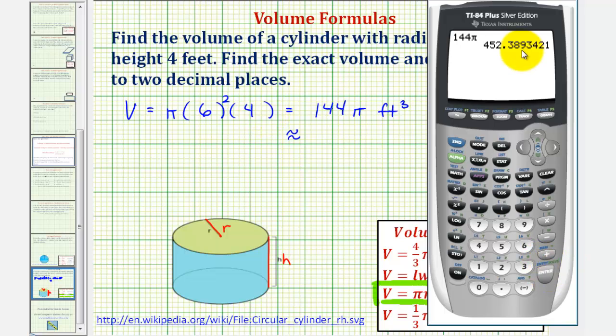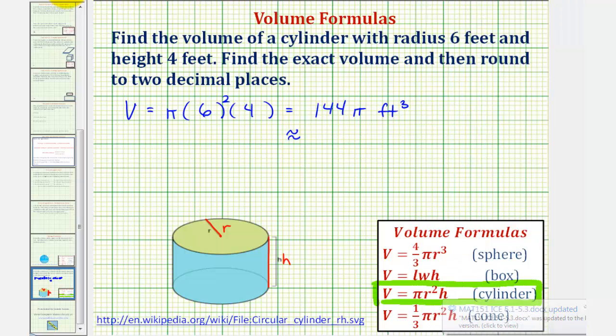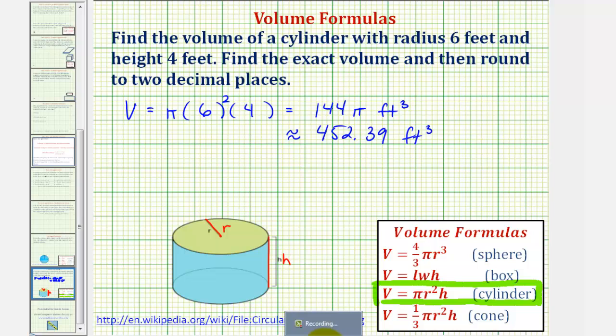Rounding to 2 decimal places, notice how the third decimal place is a 9, so we'll round up, so the volume is going to be approximately 452.39. So it would be 452.39 cubic feet. Now I do want to point out that if we used the approximation of 3.14 for pi, it might change this answer slightly.